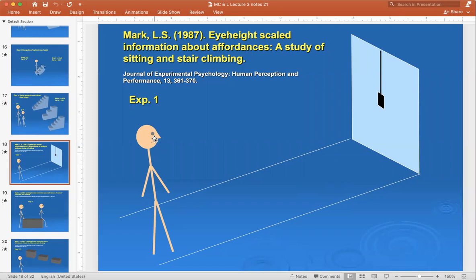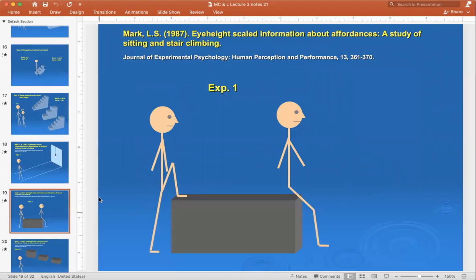So a toddler would look at the world very differently than we would. A person in a wheelchair would look at the world very, very differently, obviously. So eye height is an important metric that people use to judge the world around them. He found that eye height was being used to determine how high a block could be sat upon or stood upon.